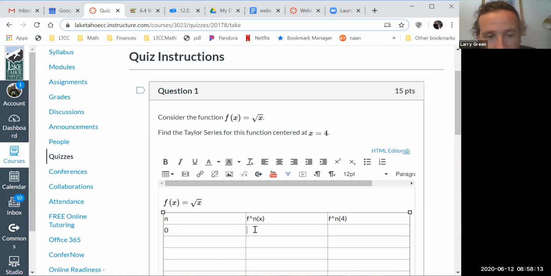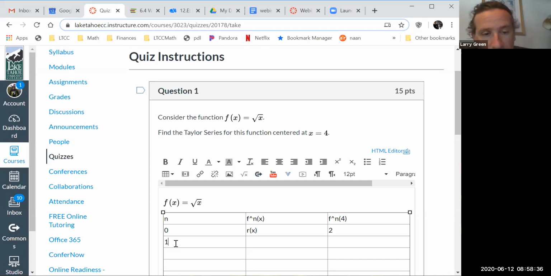Actually, sorry, before 0, that's going to be root x. I'm just going to call it rx, that way I don't have to go into the whole equation editor. Hopefully that will be okay with you guys. That means root x. And then if you plug in 4, what do you get? Supposed to be easy? Yeah, 2.